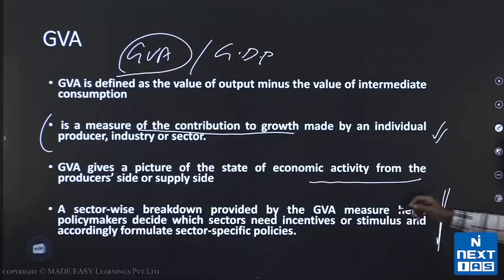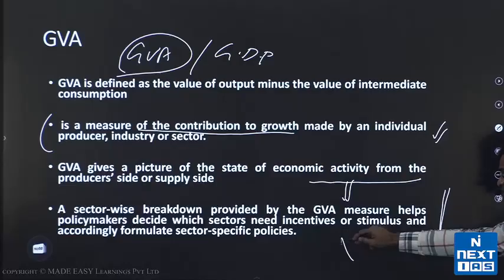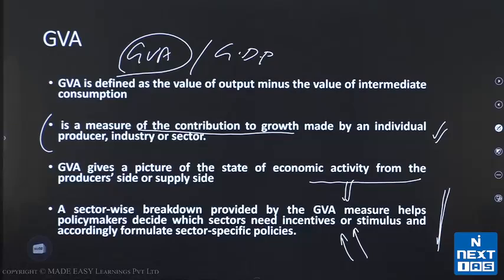The sector-wise breakdown provided by the GVA is useful for policy makers for taking sector-specific policies. So if you want to make laws or policy sector-wise, GVA is a better indicator. Okay? So simply remember, the supply side picture is GVA.